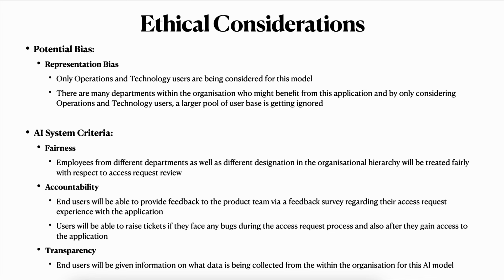Finally, the AI system criteria that we need to take into consideration are fairness, accountability, and transparency. For fairness, employees from different departments as well as different designations in the organization will be treated fairly with respect to access request review, meaning somebody at a very low, entry-level position applying for an application request, as well as somebody very high in the hierarchy applying for the application request, will be treated fairly. The review process will be the same for both individuals.